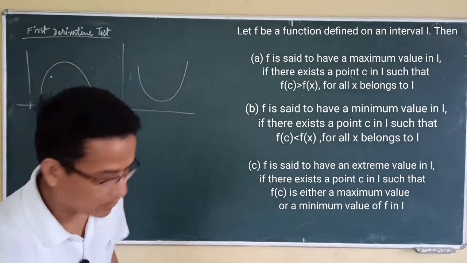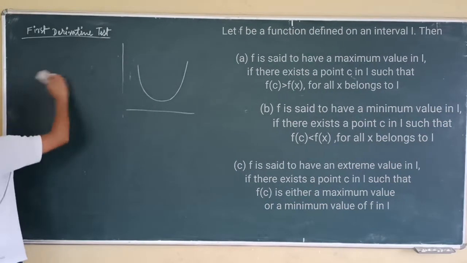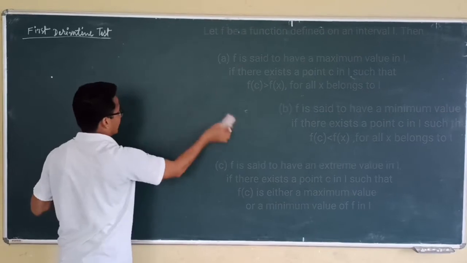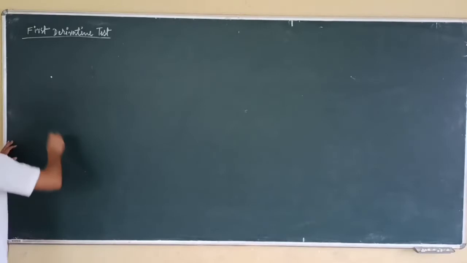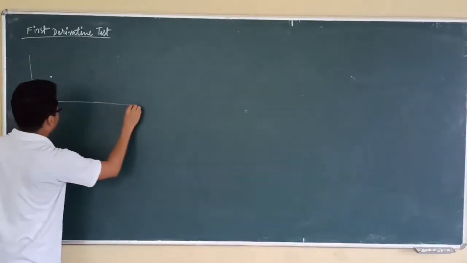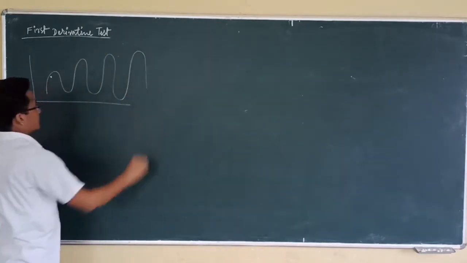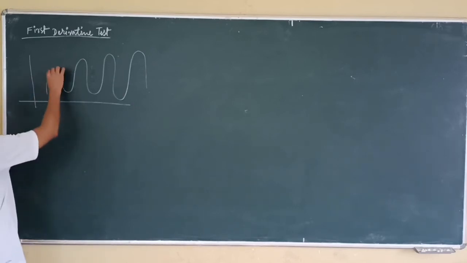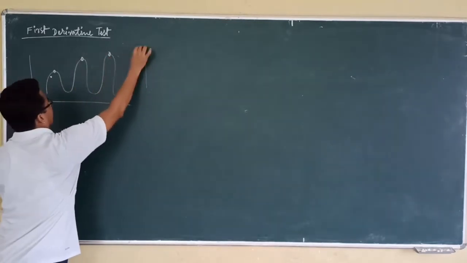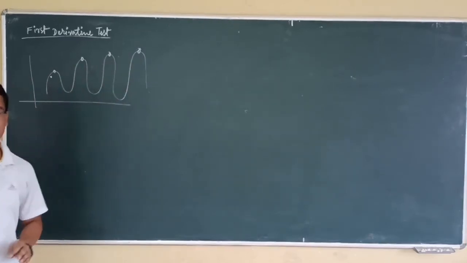Now I will talk a little about local minima and local maxima. What do we understand by local minima and local maxima? If our graph is in this way, like this, then in this function we get many maximum points. All of these are maximum points.